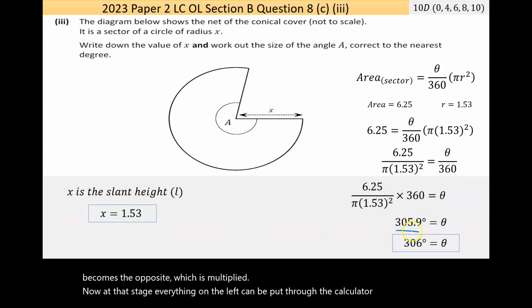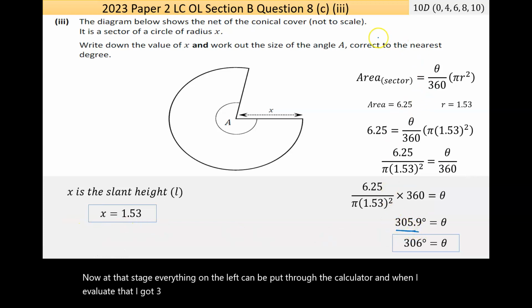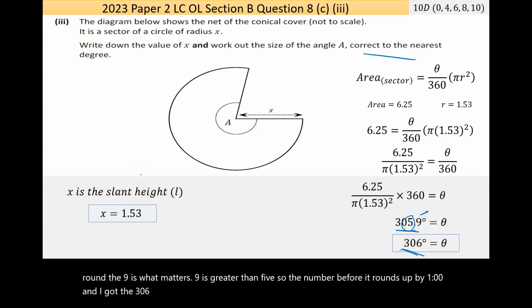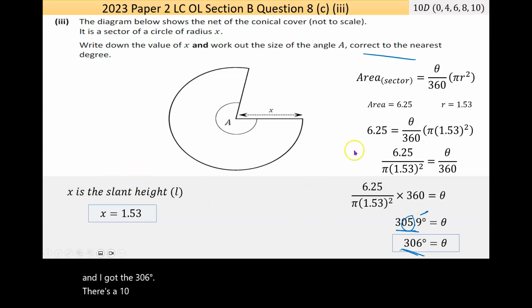And when I evaluated that, I got 305.9, but the question says correct to the nearest degree. So I round, the 9 is what matters. 9 is greater than 5, so the number before it rounds up by 1. And I got 306 degrees. Okay, that's a 10 marker, a lot going on there, but it's a fairly challenging question to cop what's happening.